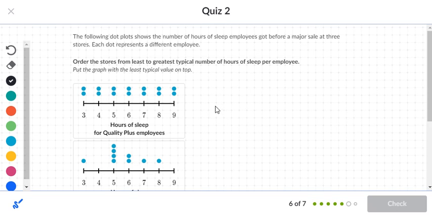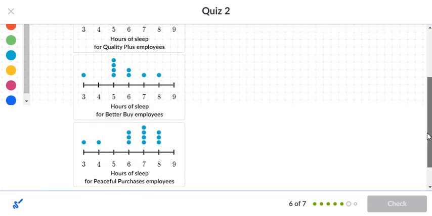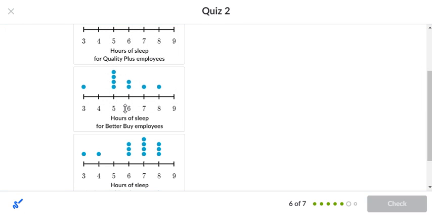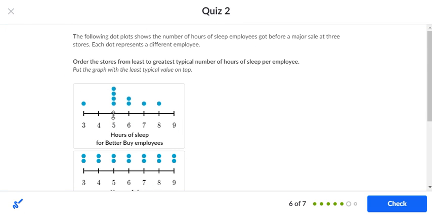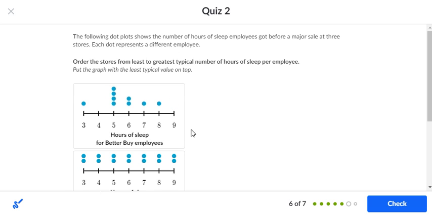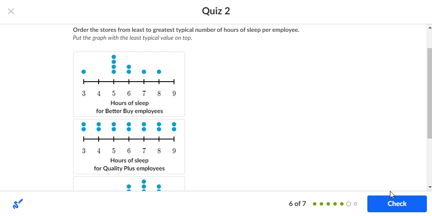Okay, the following dots show the number of hours the employee sleeps before a major sale. Order from least to greatest. So we want to go from the left and move to the right. So let me get this out of this mode here. So we drag this up to the top. This is clearly to the left. This is clearly in the middle, and this is clearly shifted to the right. So we want to move from the left to the middle to the right.